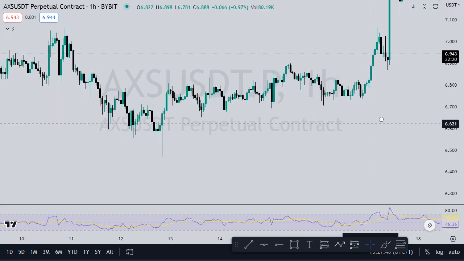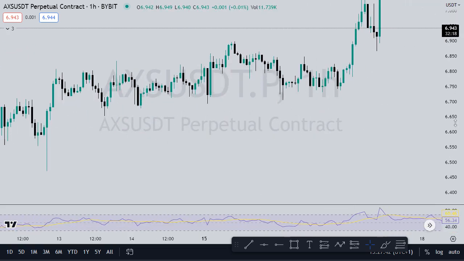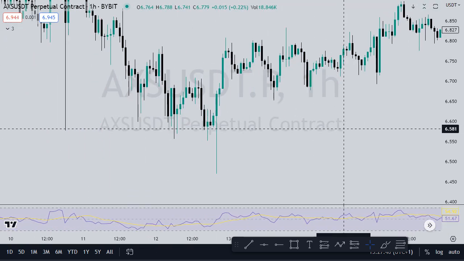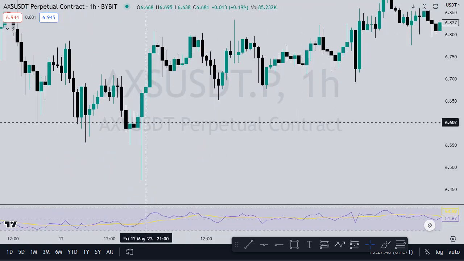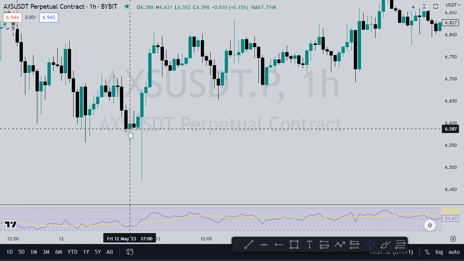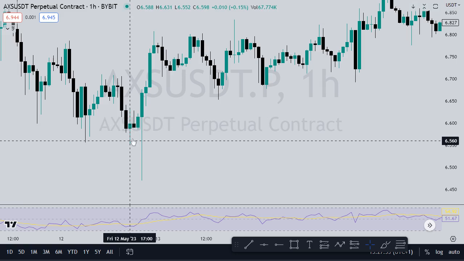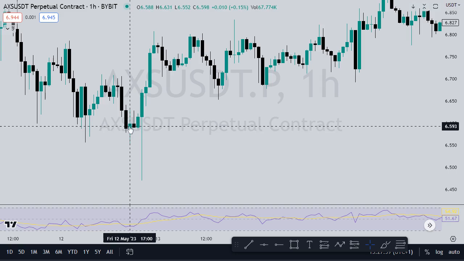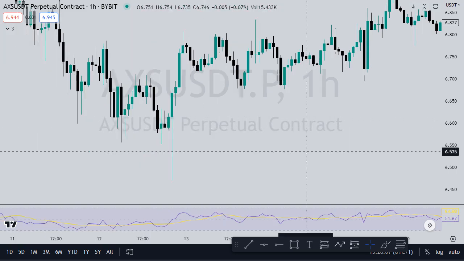Even right here, if we look, we can also see a Harami pattern. If we look closely, look at the Harami pattern starting an uptrend. Look at the mother candle here, this green one. And this red bearish candle is completely engulfed in this bullish candle.